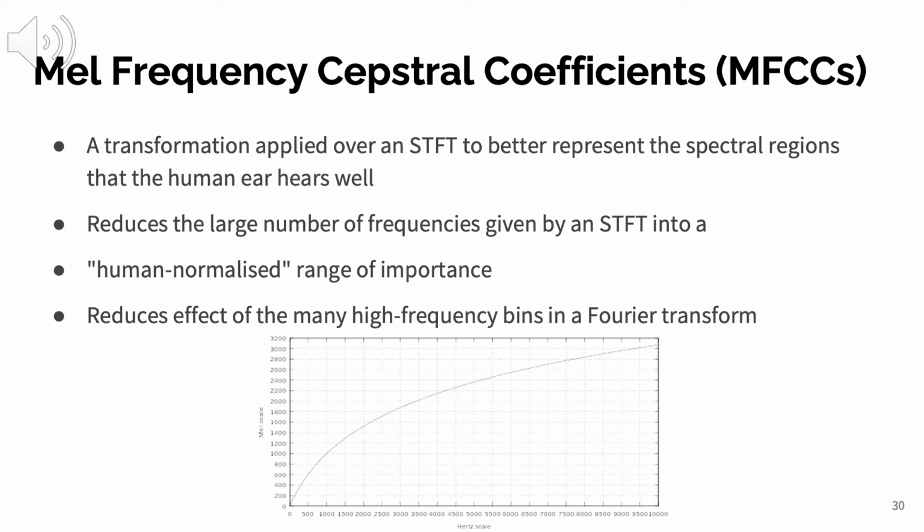MFCCs, mel frequency cepstral coefficients, are very similar to the Fourier transform, except they better represent the regions that humans are good at hearing. A standard Fourier transform would have loads and loads of bins in the high frequency range that, to human ears, we don't really care about. So MFCCs are often used for machine learning because they simplify the stuff that isn't important and keep the stuff that is important. So it's better at emphasizing what humans want, retaining its quality.